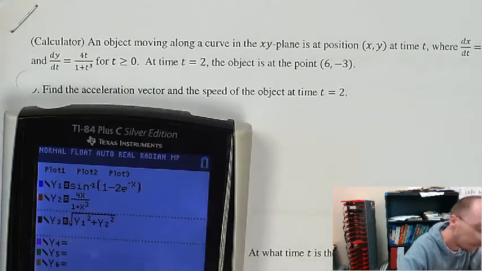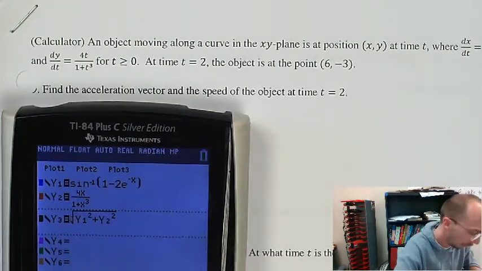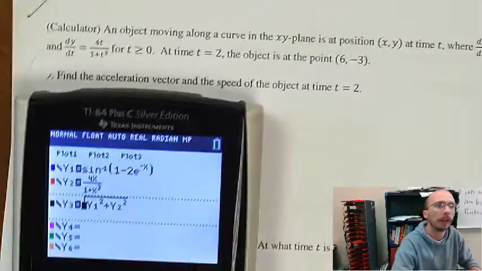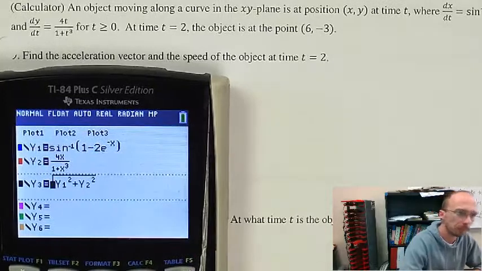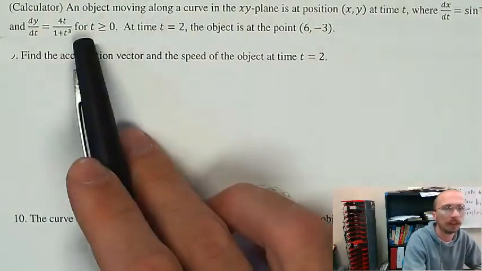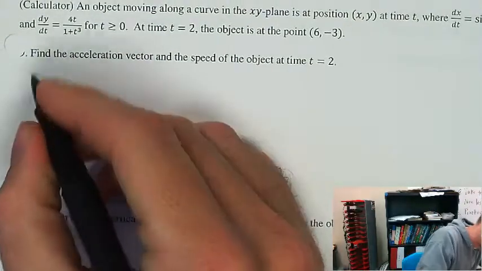And then I've got y3 being the speed, because that will probably help. I feel like it's a little dark. Yeah, I can probably brighten that up for y'all. And, all right, acceleration vector. I'm going to have to take the derivative of dx dt and dy dt to get the second derivatives. We've done this before.